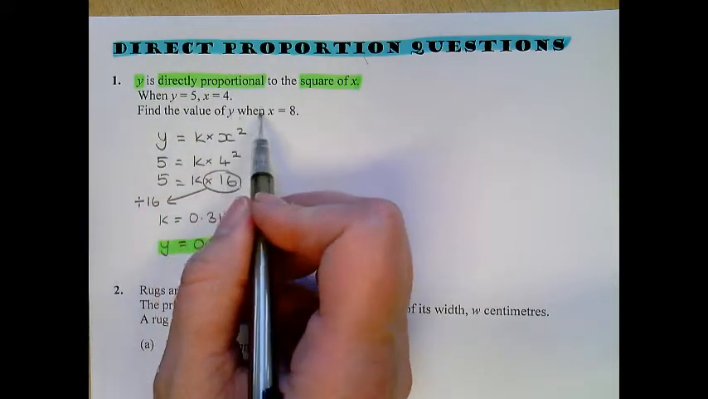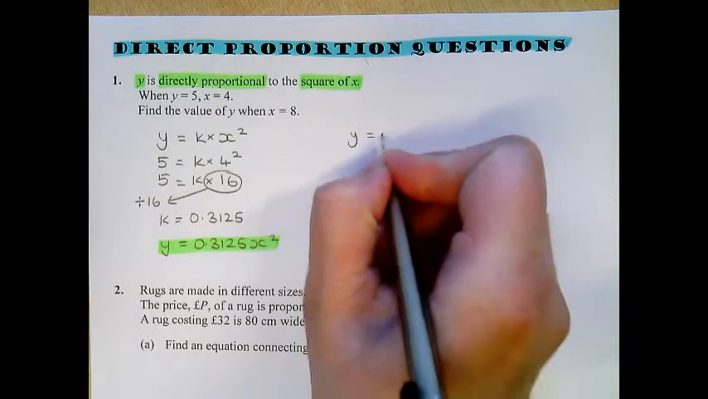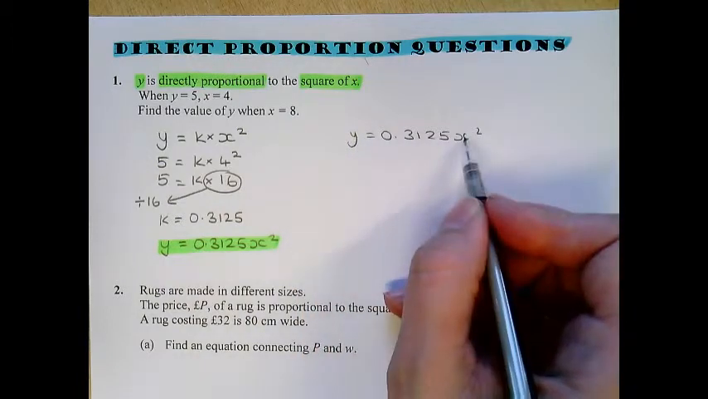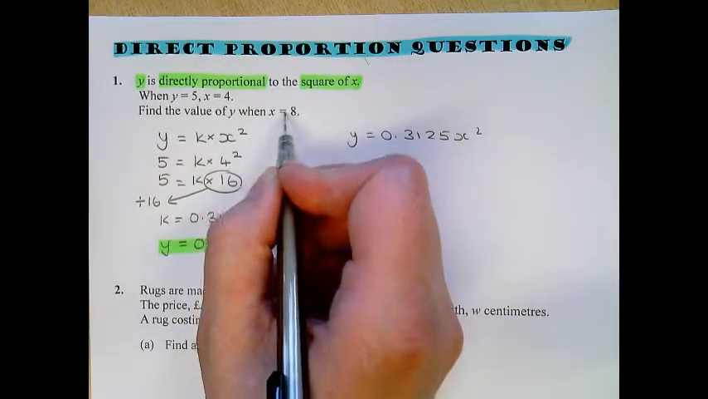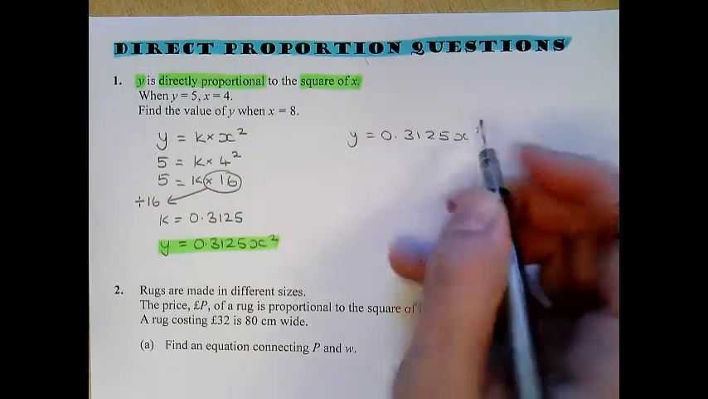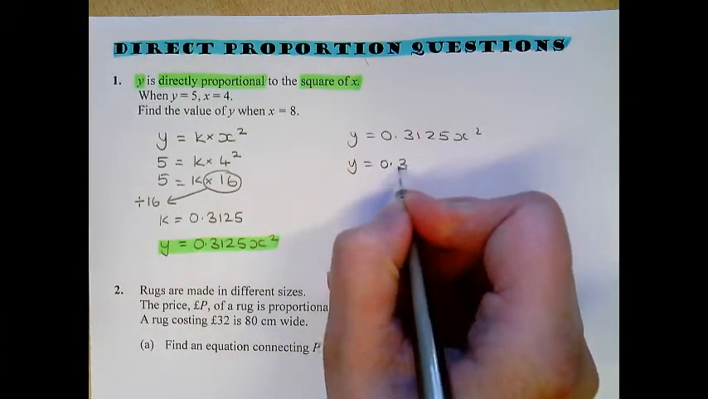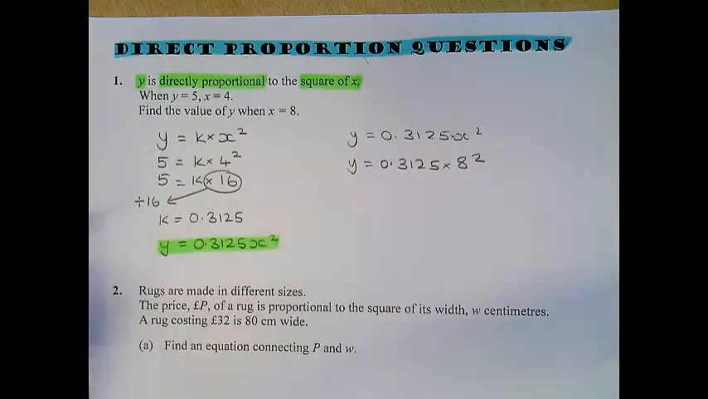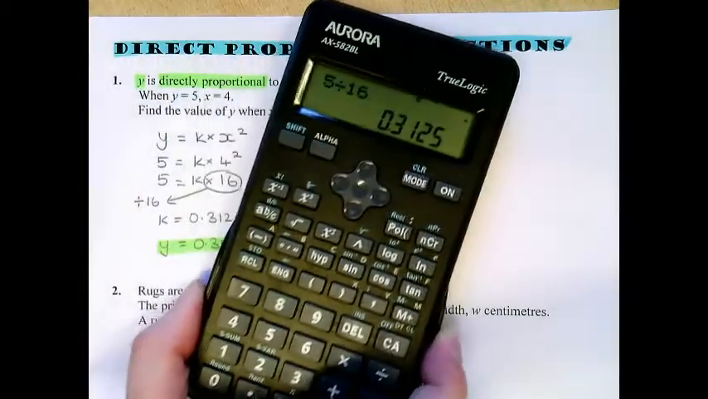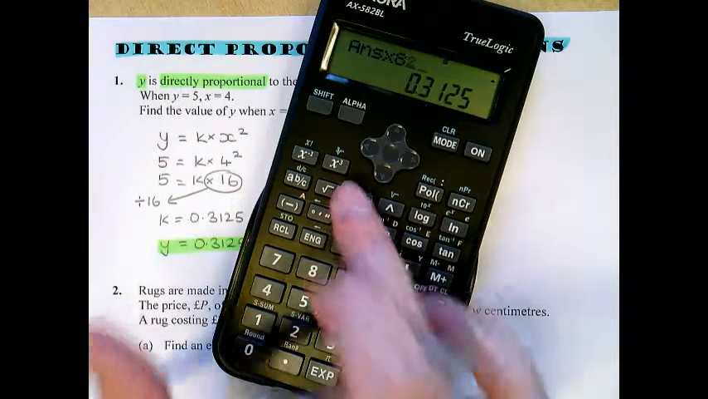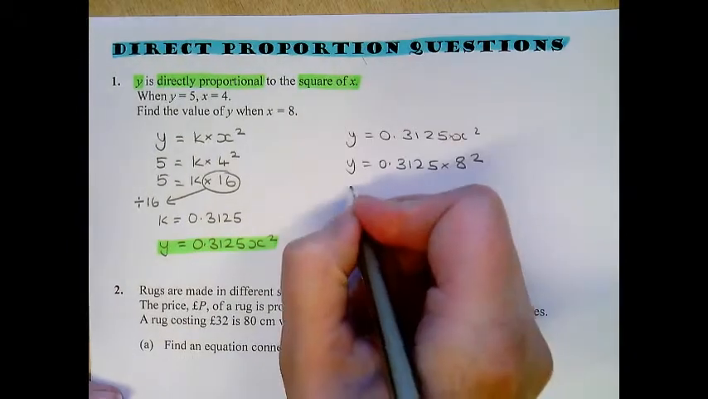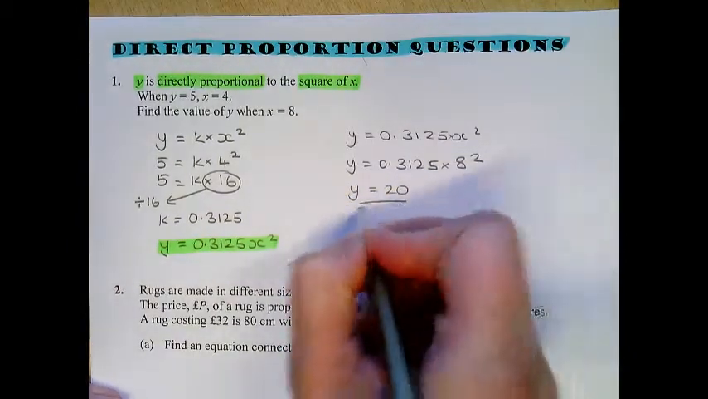So find the value of y whenever x is equal to 8. So I'm going to write the equation out again. And I want to know what y is worth whenever x is 8. So I'm going to put x equal to 8, so I'm going to replace this x with an 8. So y equals 0.3125. Remember that means times 8 squared. So I've still got the 0.3125 in my calculator, so I'm just going to times it by 8 squared. So that gets me 20. So y equals 20.